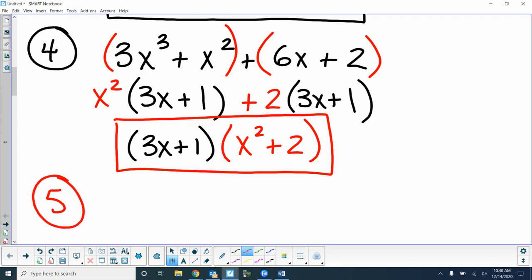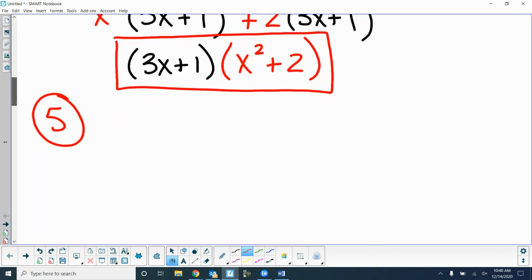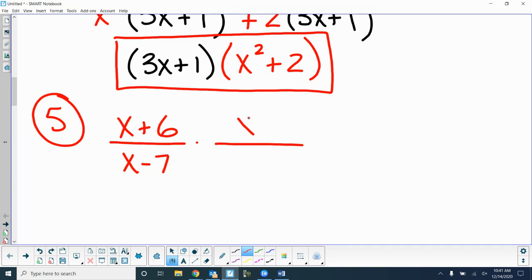Number 5, we're multiplying two fractions. So when you have these types of fractions, you're supposed to factor. So more factoring to do before you multiply. Okay? Any of those numerators or denominators factorable?